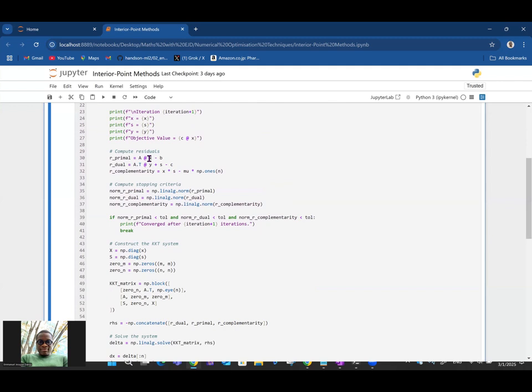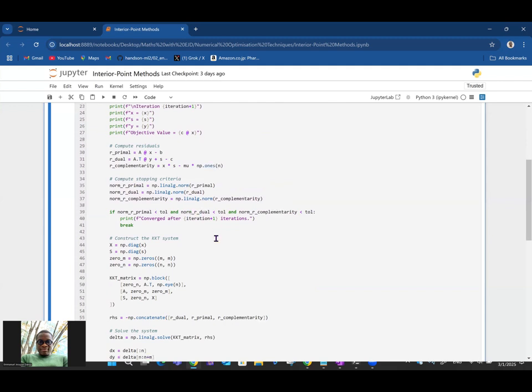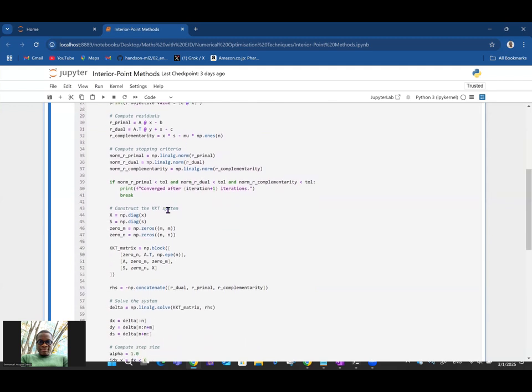That's the difference between what your code is giving you and what the reality should really be. So you have the residual for primal, for dual, and for the complementary, which is xs minus mu. Then you compute the stopping criteria: when should it stop, at what point? Then you construct the KKT system. KKT is Karush-Kuhn-Tucker, which I'm going to talk about in subsequent videos.